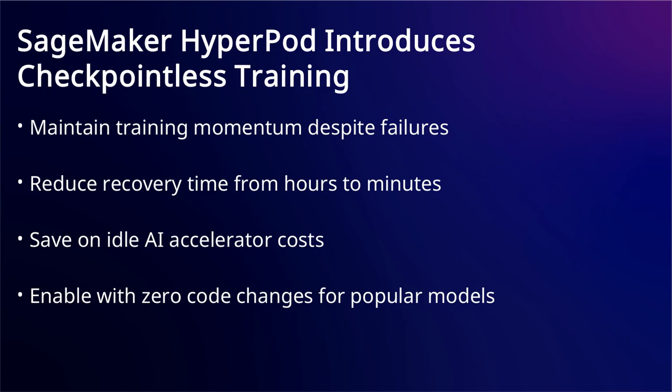You can enable checkpointless training with zero code changes for popular models, or integrate it with minimal modifications for custom PyTorch-based workflows. This feature is available in all regions where SageMaker HyperPod is offered, allowing you to improve training efficiency and reduce costs across your machine learning projects.